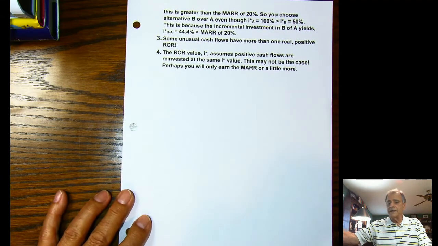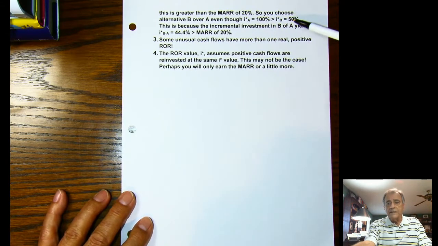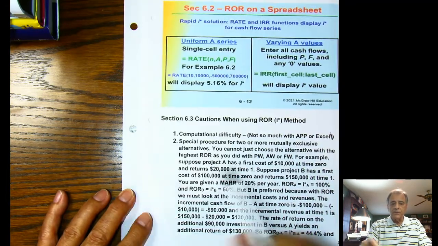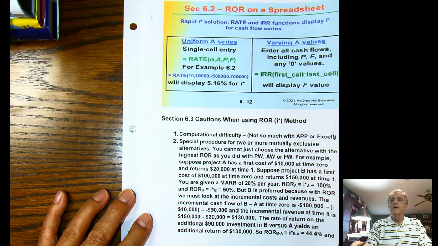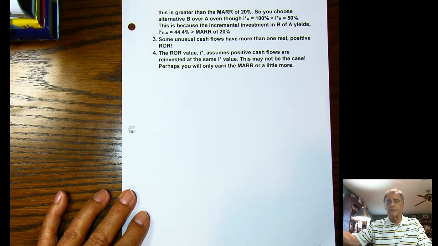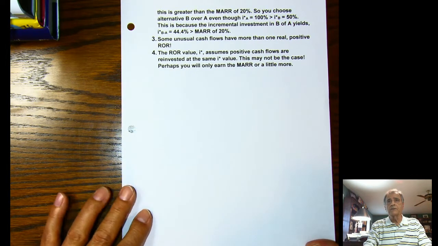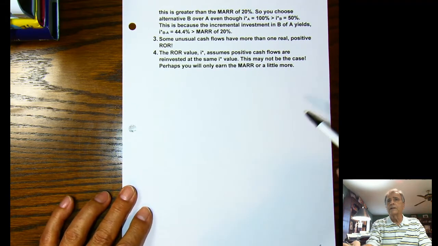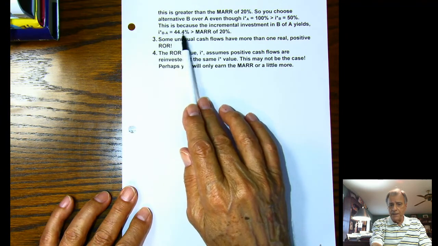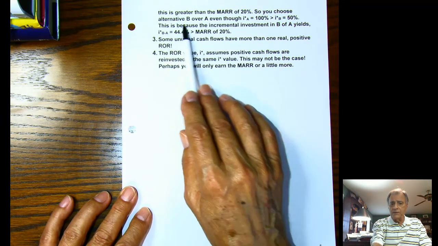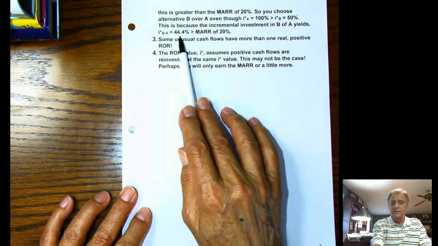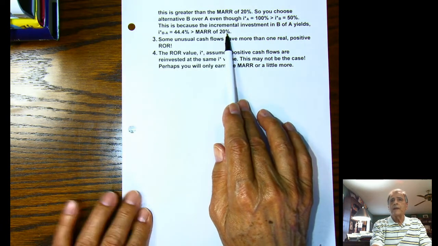So that's an example of the case where your method is different when you use rate of return. The procedure is different for evaluating mutually exclusive alternatives. And we'll get into that a little bit more in the other sections of this chapter. I wanted to illustrate it to you. The reason why you choose B over A is that the incremental rate of return, or the rate of return on the incremental cash flow, the difference in cash flows, is greater than the MAR. And that's what you're looking for.